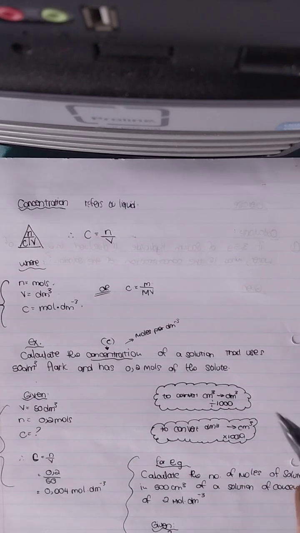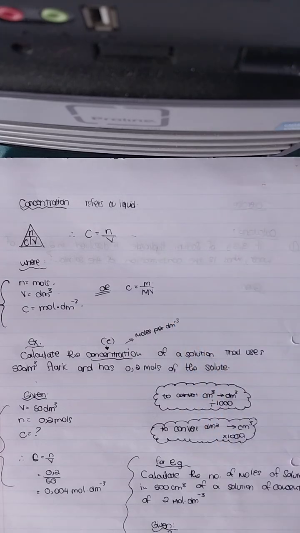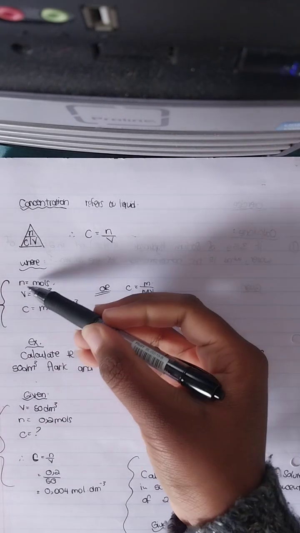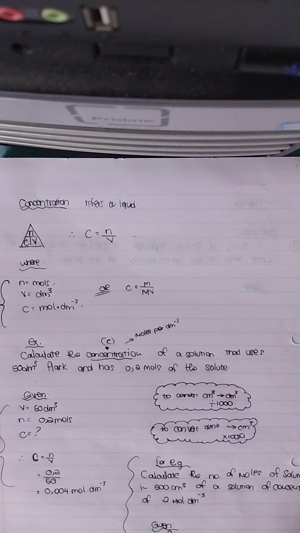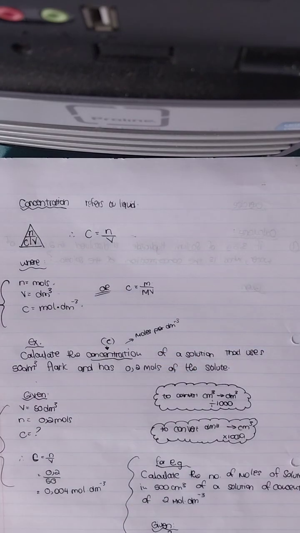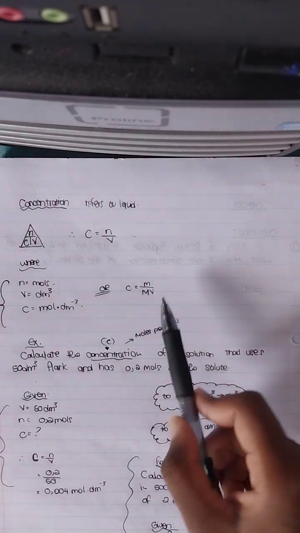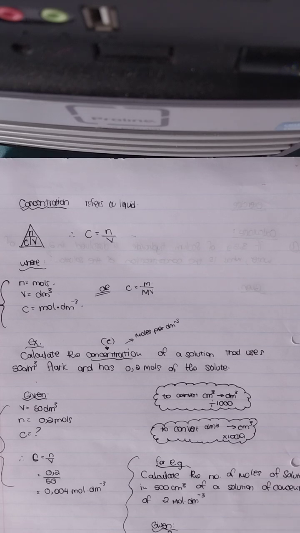So our general formula for concentration is C is equal to N over V. N is equal to moles, V is equal to dm cubed, and C is equal to mole per dm cubed. That's why there's a multiplication sign or a dot, mole per dm cubed. I know C is also equal to M over V, but I don't want to use that formula because I don't want to complicate things. So it's better to use this one instead.